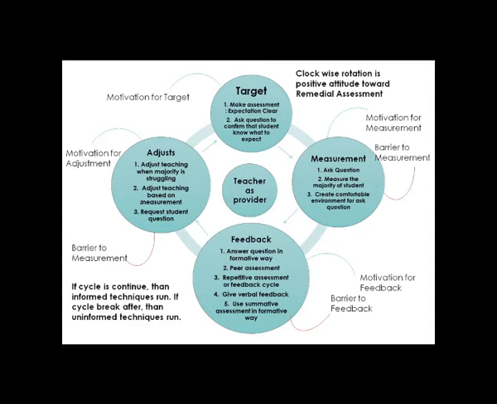Now we come to another cycle. In the upper section, this is the target, that means the target of teaching. First of all, make an assessment related to the clarity of expectations, what the teacher expects and what the student also expects as learning outcomes. Second, ask questions to confirm that students know what to expect. That means student expectations can be identified by asking questions.